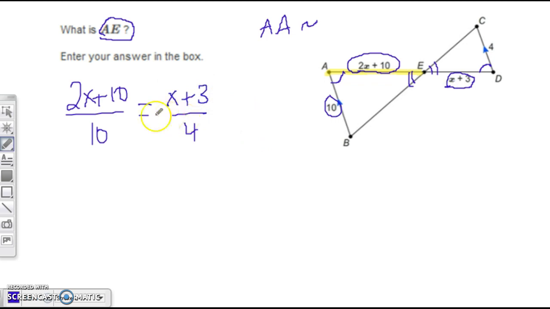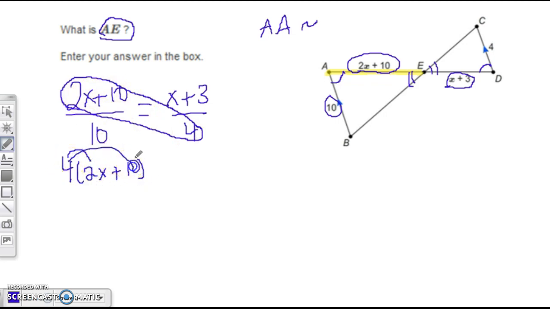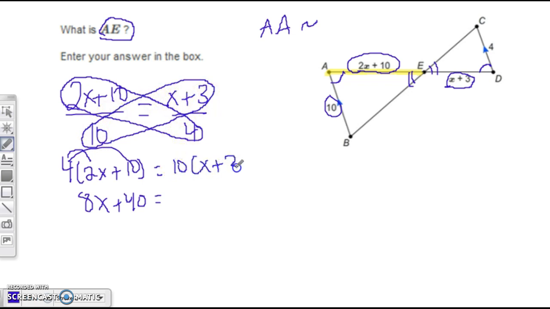And now we have some cross multiplying to do. I like this problem because you have to remember to distribute. You got to multiply that 4 by each of those pieces. So you got to do the 4 times the 2x, and you have to do the 4 times the 10. And then we'll cross multiply this way, and again, we have to multiply that 10 by both of those pieces. So we're going to have to do the 10 times x and the 10 times 3.